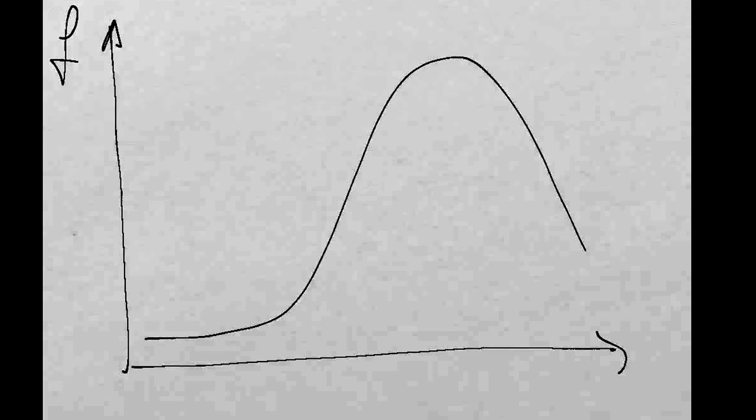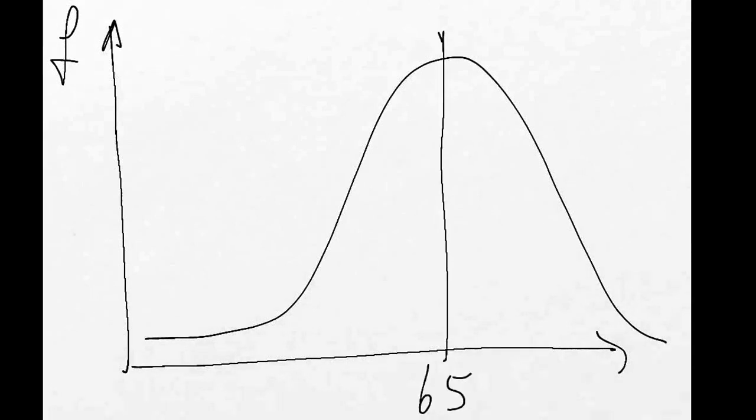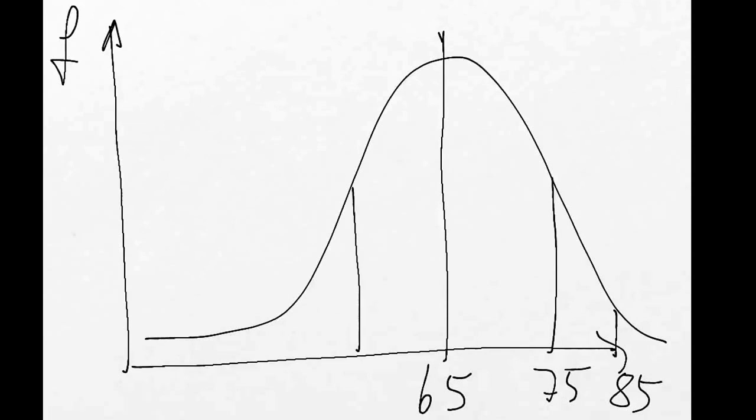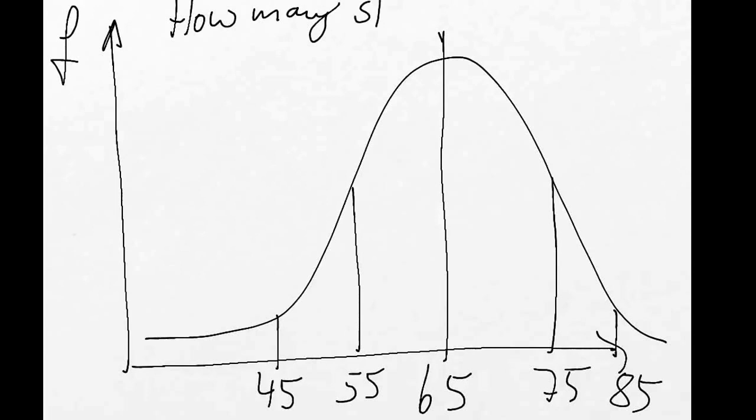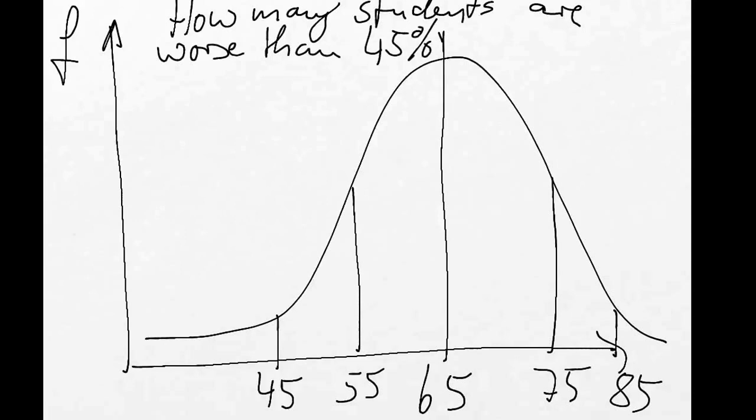Frequency. $65, $75, $85, $55, $45. I want to know how many students are worse than 45%. How many students do worse than 45%? So it's basically this bit here. How do I do that?